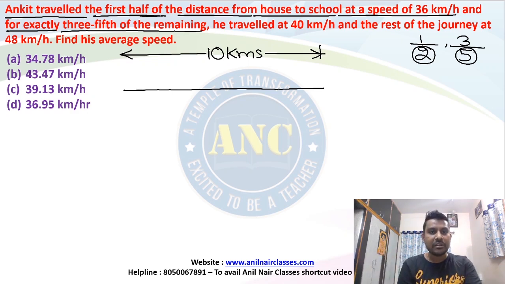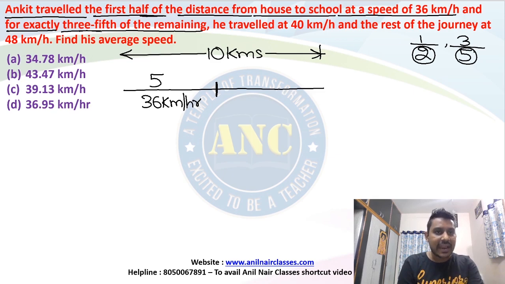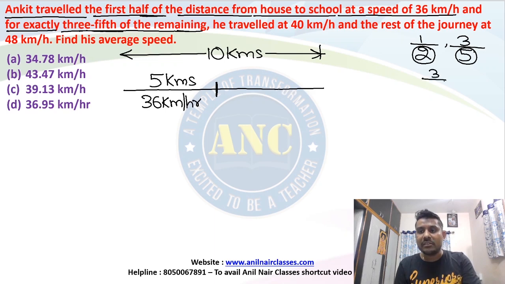Ankit traveled the first half of the distance. Half of the distance is nothing but how much? It is 5 kilometers, right? This 5 kilometers, he is traveling at a speed of 36 kilometers per hour, and exactly 3/5 of the remaining. Now, out of 10, 5 kilometers is already covered. Remaining is another 5. What is the 3 by 5th of the remaining 5? 3 by 5th of 5 is another 3 kilometers.